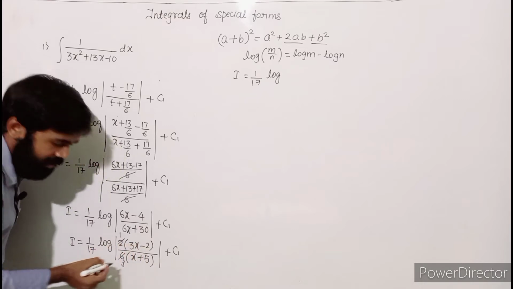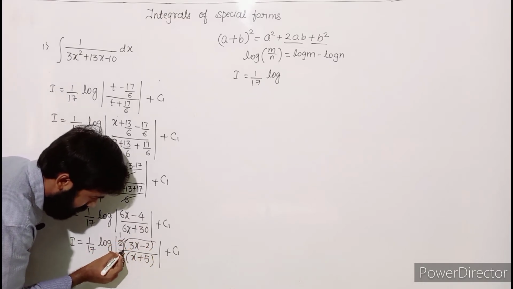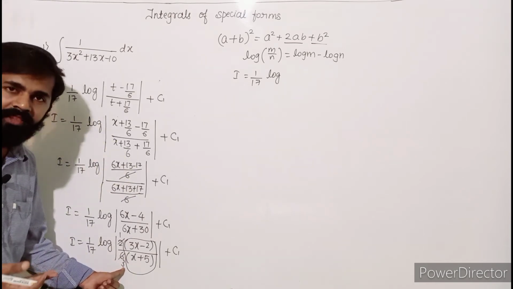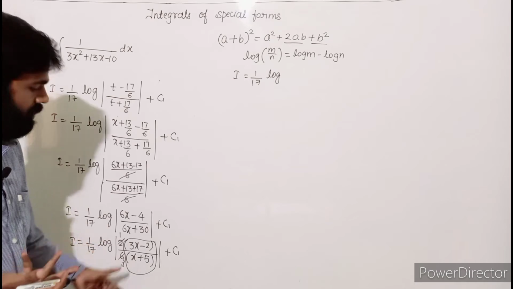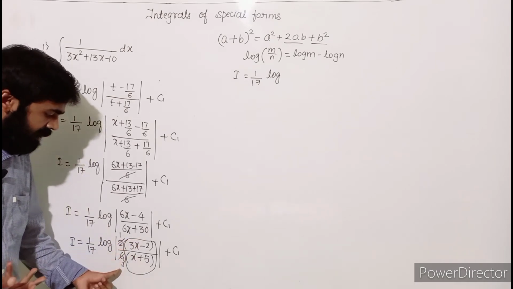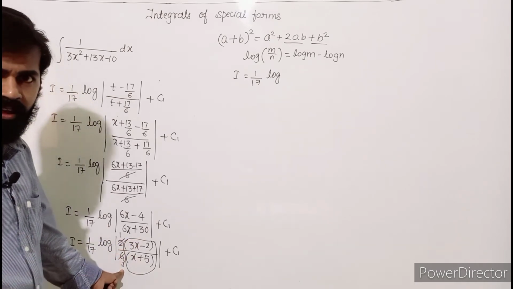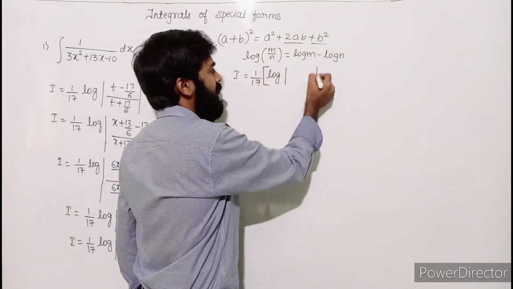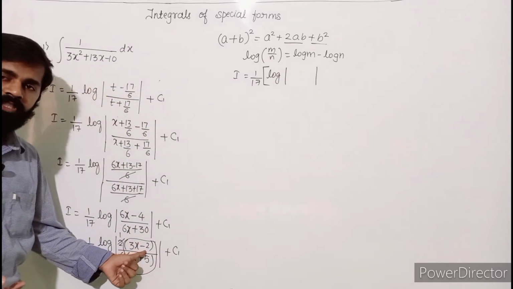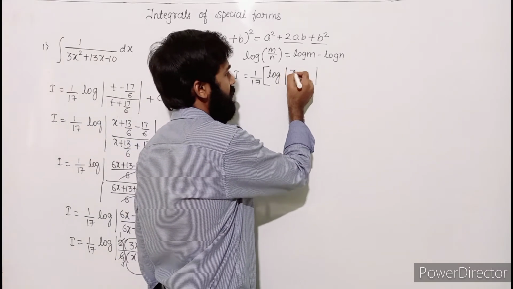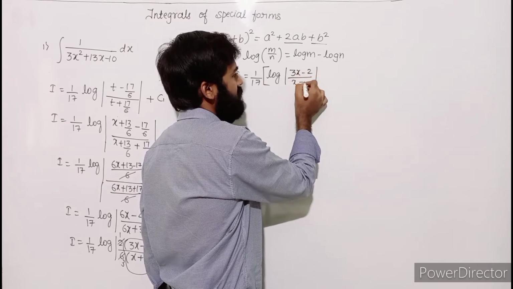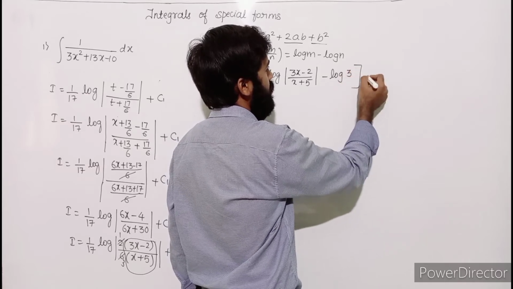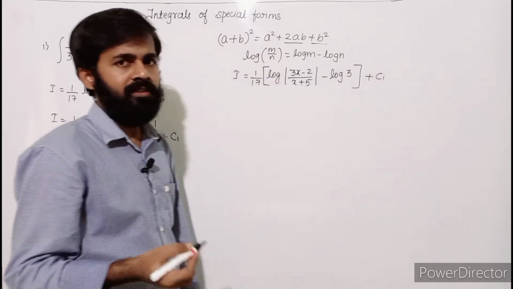So what I will do is, here I will consider this part as m and divided by 3 as n. So what do you get? Log m divided by n. Log m by n is nothing but what? Log m minus log n. So if I apply that formula, log m is nothing but what? 3x minus 2 by x plus 5. I write here 3x minus 2 by x plus 5 minus log n. N is nothing but what? 3 plus constant of integration c1, right.